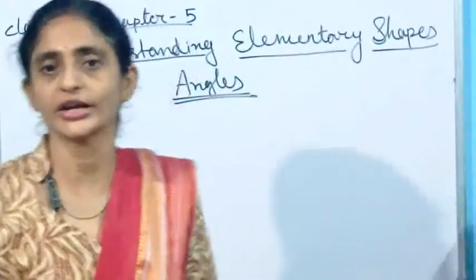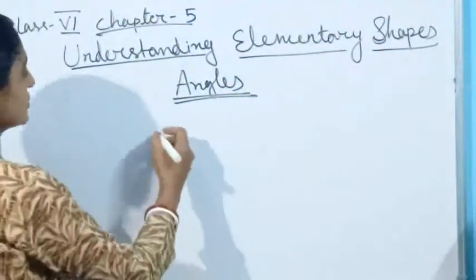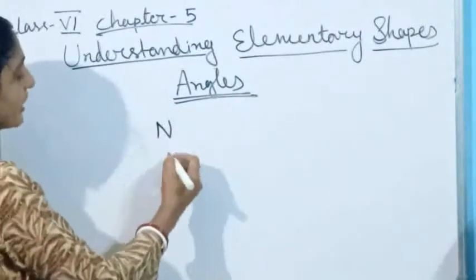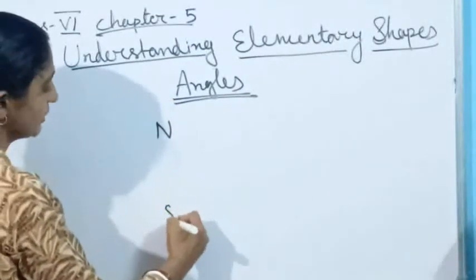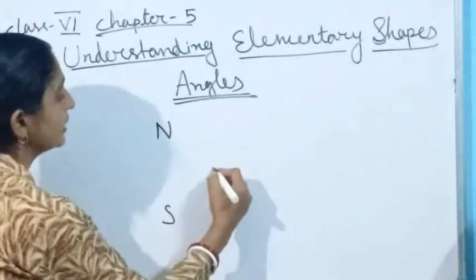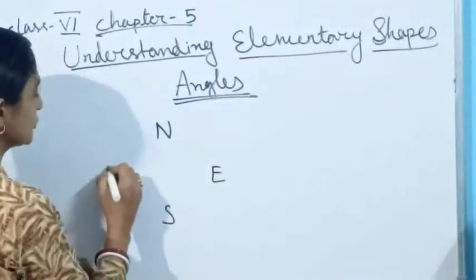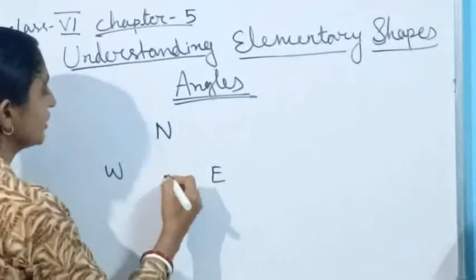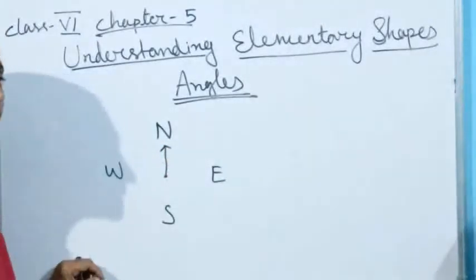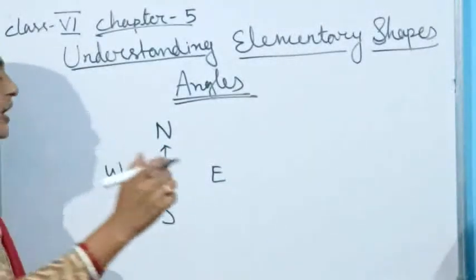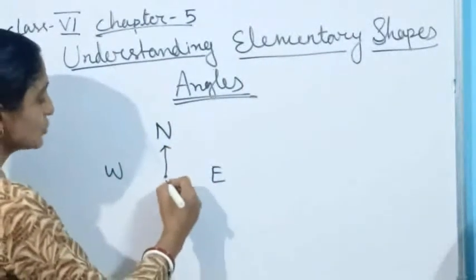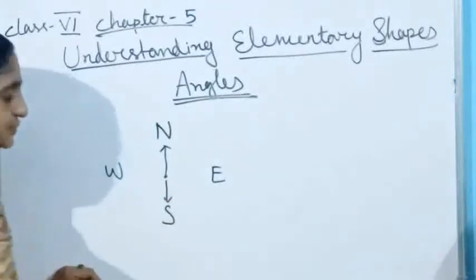Okay, let me mark the directions on the board. You might have noticed that north is always marked at the upper side and south is downside, just opposite the north. And here, if it is east, its opposite is west. Suppose you are facing towards the north, and then you take a clockwise turn and face towards the south.